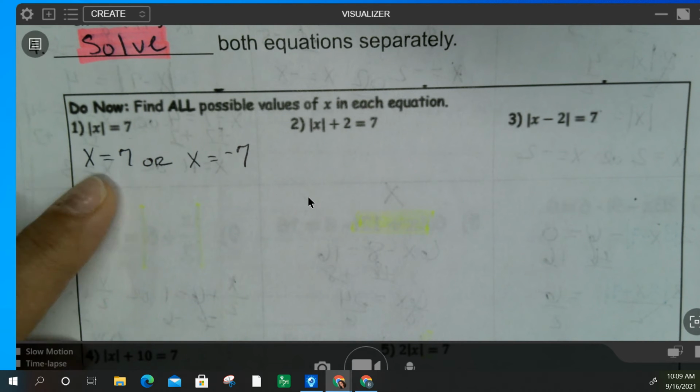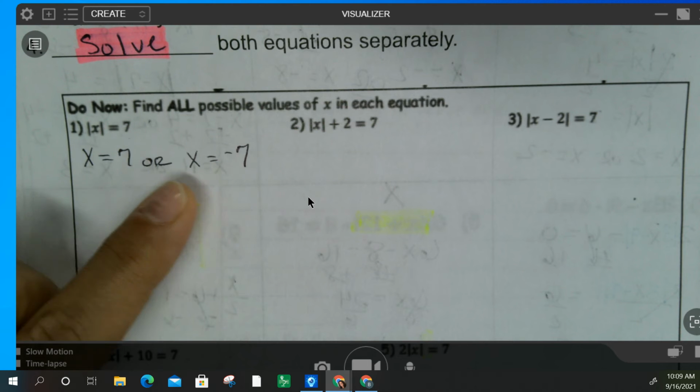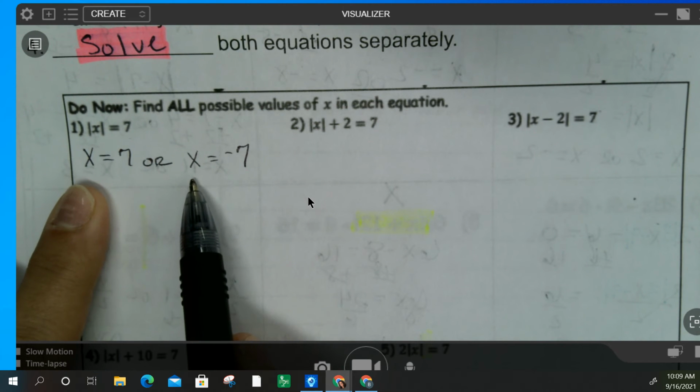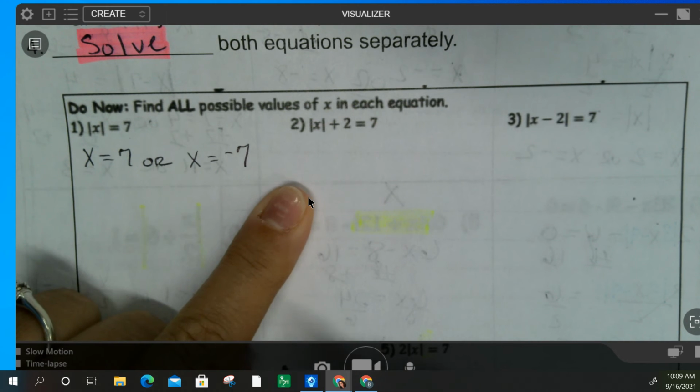Okay, you wrote it twice, and you wrote once a positive, once a negative. Now you're supposed to solve those equations, but they're already solved for x, so you're done. There's nothing to do there. All right, let's look at number 2.